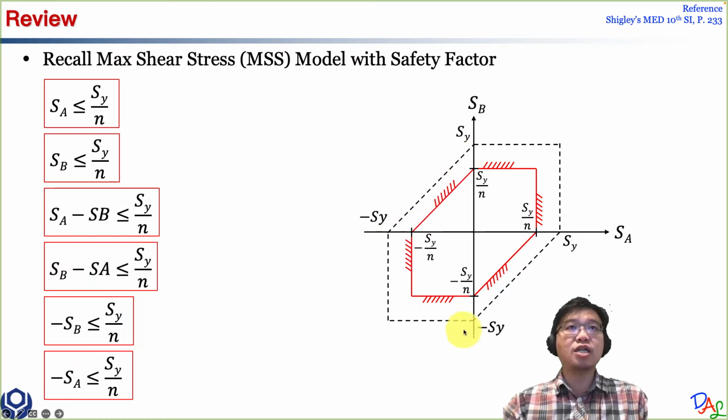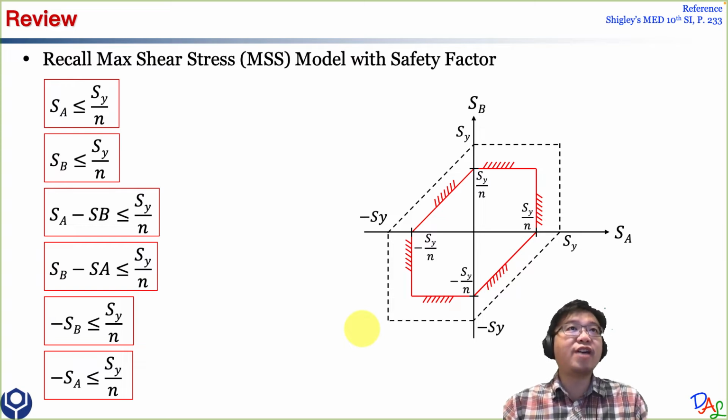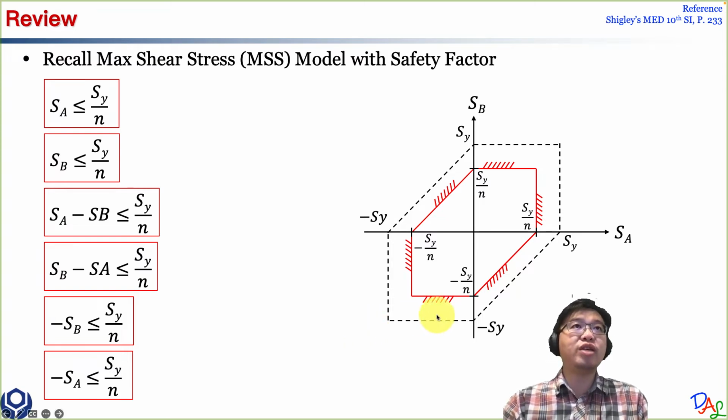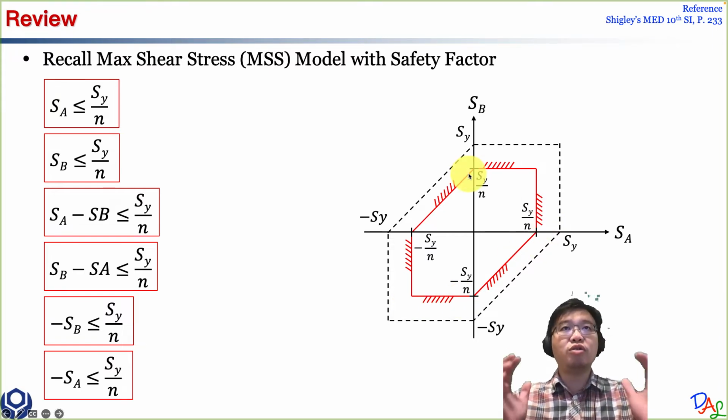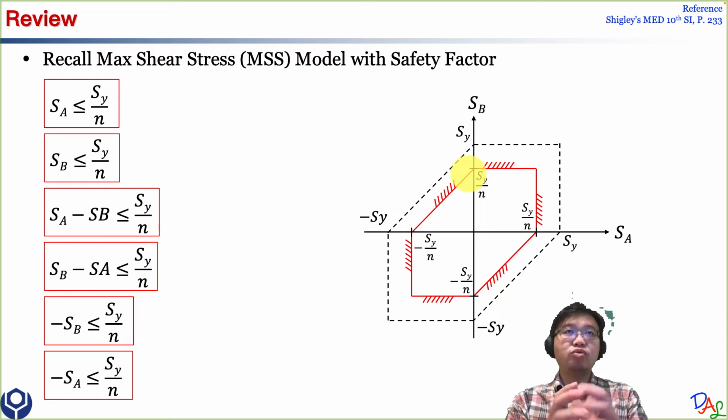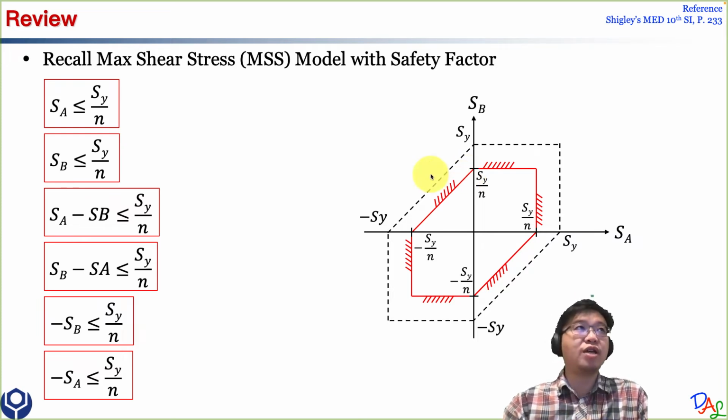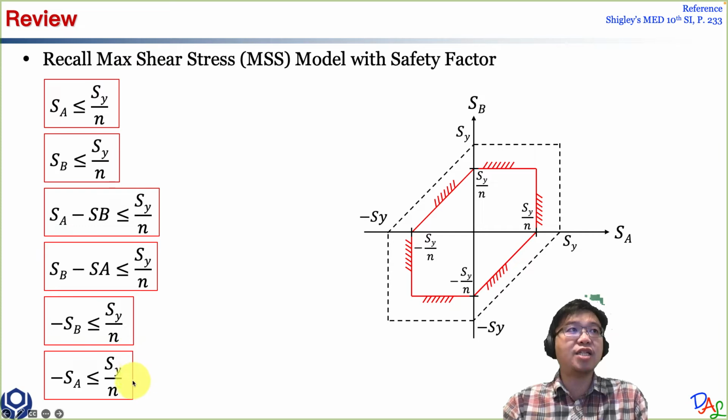This hexagonal shape is the original limit based on maximum shear stress. If we apply safety factor into the model, then we have a smaller hexagonal shape. So our design region becomes smaller. We cannot handle greater loads, but our design will become safer. Okay? So those boundaries were determined based on the equations that we derived in the last time.